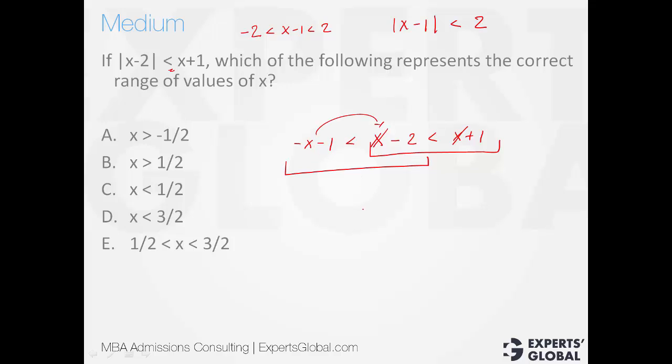Let's get all the x's on one side. Minus x comes here, so we get 2x. Minus 2 comes here, you get 1, and therefore we get x is greater than half. The right answer is option B.